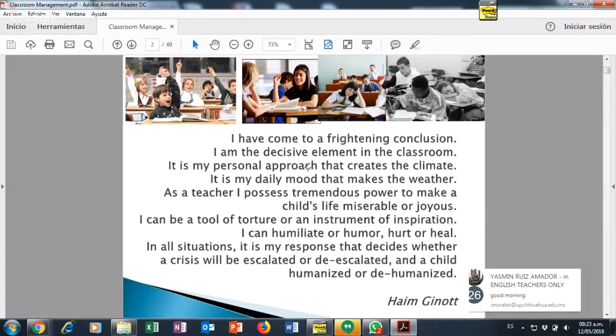And then it says, "As a teacher, I possess tremendous power to make a child's life miserable or joyous." Absolutely. You can destroy a human soul in 2 seconds. Exactly what I want. Yes, with one word. Destroy the human soul with one word. We do have a lot of power.